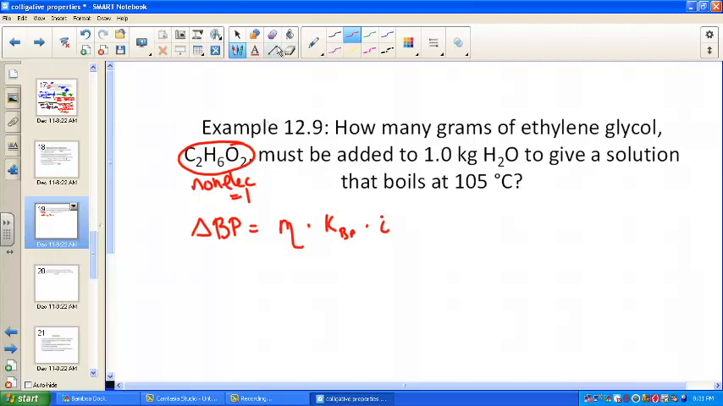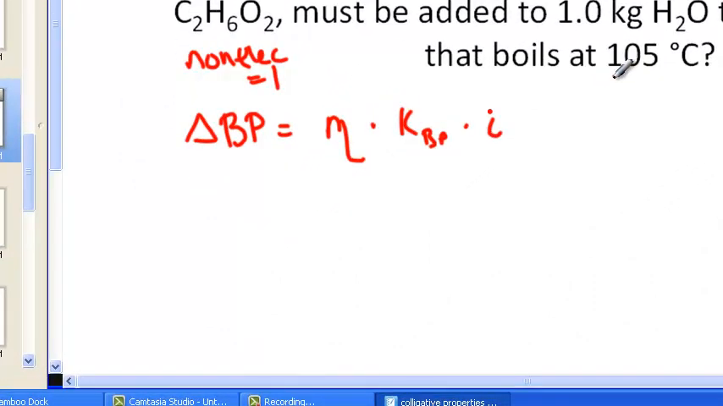It does not dissociate. So since the Van Hoff factor is 1, some texts will just drop it out. I like to be consistent and write that little Van Hoff factor, the number of particles that dissociate, even if it is a 1, just to set the habit of counting. Water normally boils at 100 degrees. It's now boiling at 105. How much should it change by? Well, I can see it elevated by 5 degrees Celsius.